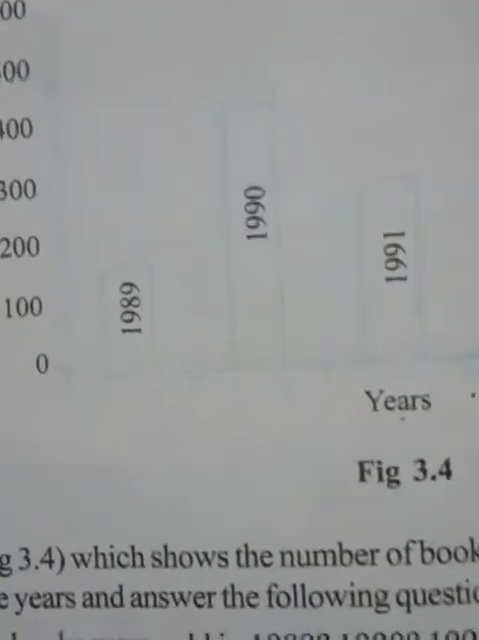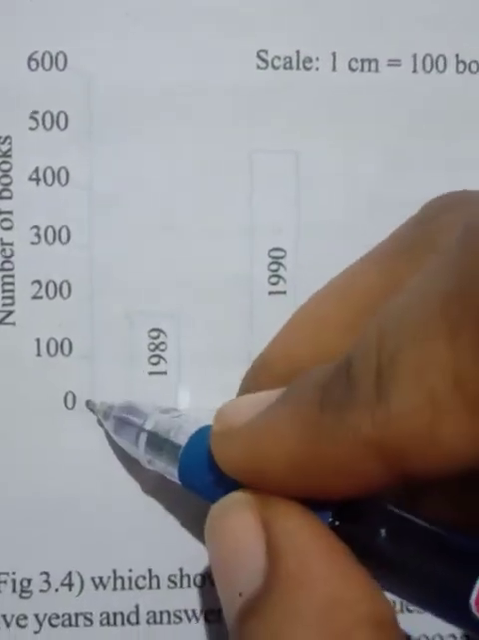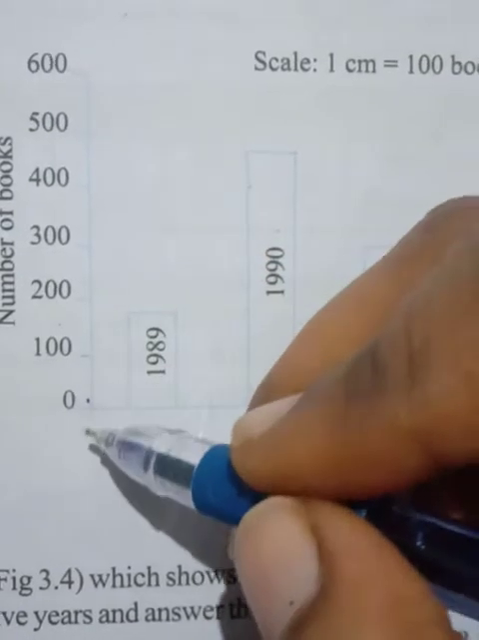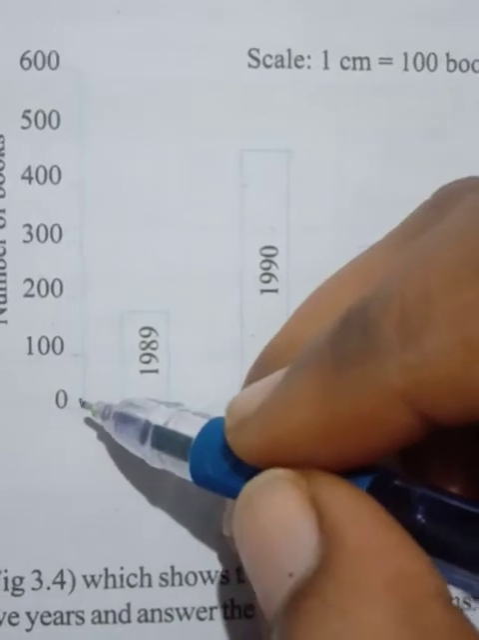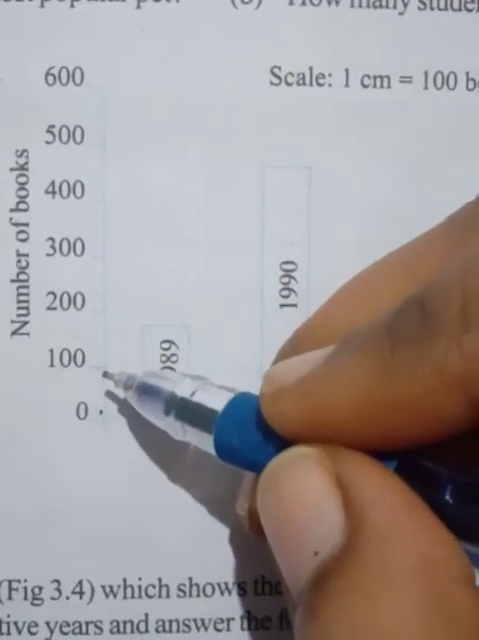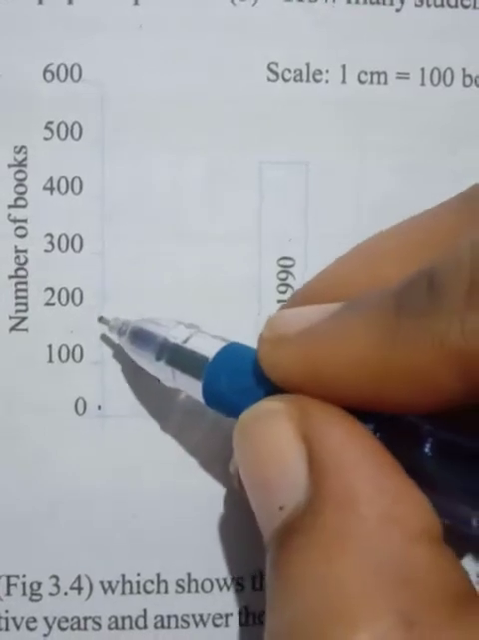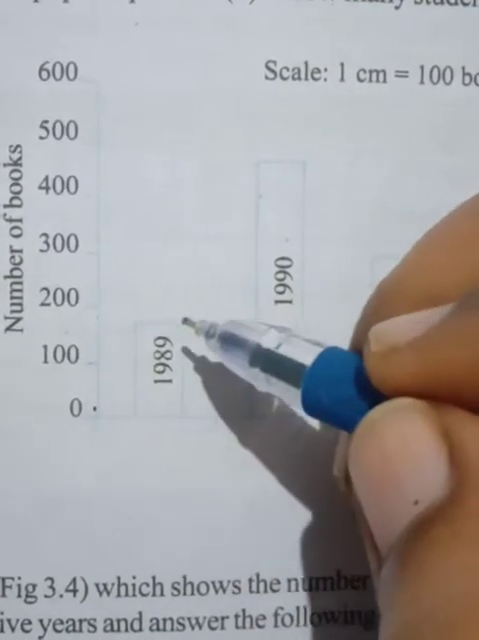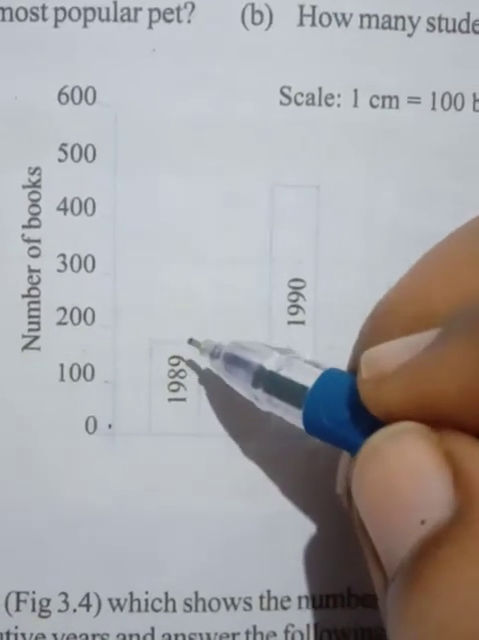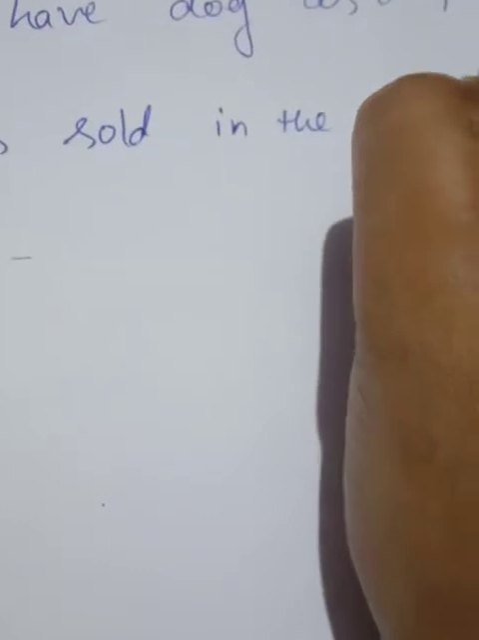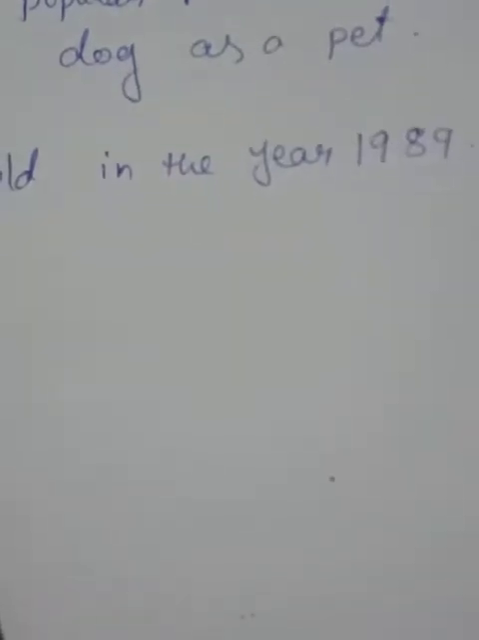That is, in 1989. See the graph, that here 0, 100, 200. That means 1 unit indicates 100 books, isn't it? Here from here to here 100, here to here 100. That means this 1989 is almost at the 3/4 part. Okay, that means 175 books were sold in 1989. Just you write here 175 books sold in the year 1989.